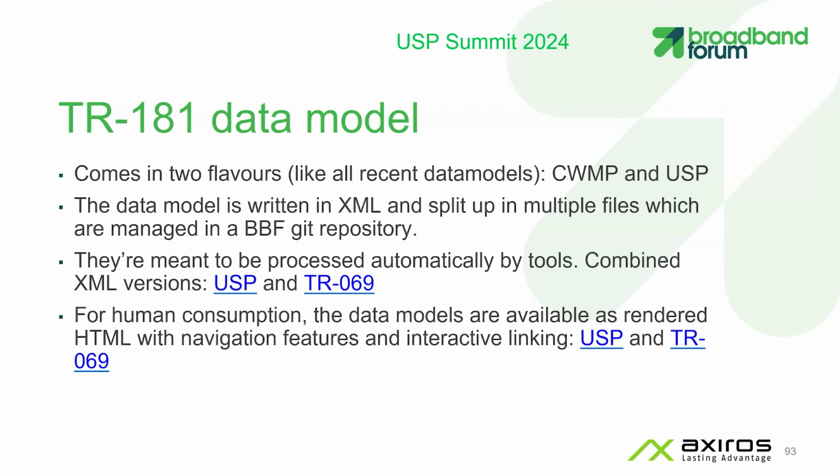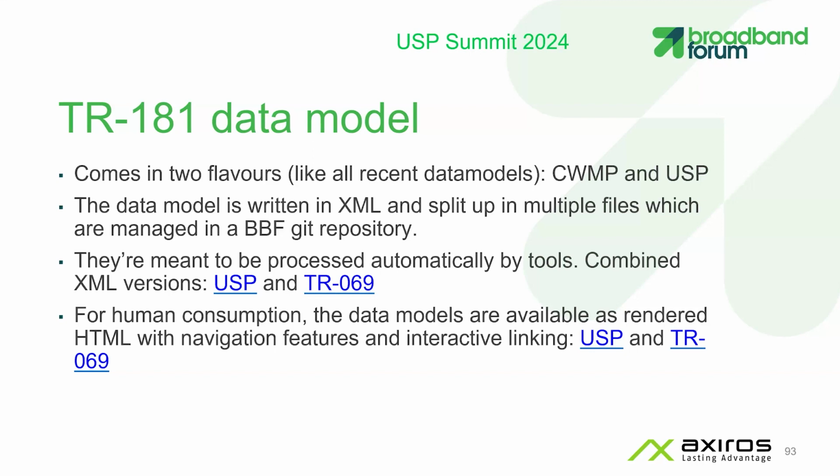The data model itself is written in XML. So it's basically based on the Tier 106 schema that I already mentioned. And we are splitting it up into multiple files. And actually they're stored in a Broadband Forum specific Git repository. So members have access to that or can get access to that. And of course, we always invite contributors. So if there's anything you don't like about the data model, you can always create an issue for that. And also, you're welcome to contribute a suggestion on how to implement something.